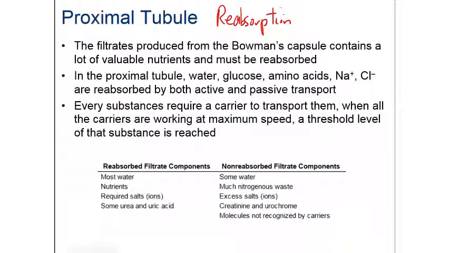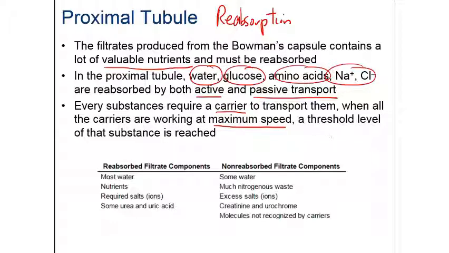All right. Over here, you are going to take back a lot of the stuff that you've just lost in the glomerular filtration step. Right? There are a lot of valuable nutrients that you want to take back, such as water, right? Glucose, amino acid, all these nutrients and ions that you need will be reabsorbed through active and passive transport. Now here's the thing, every substance requires some sort of carrier, some sort of protein to take them back. And when all the carriers are working at full speed, at maximum capacity, then you won't be able to take them back anymore, right? We call this a threshold level for that substance.